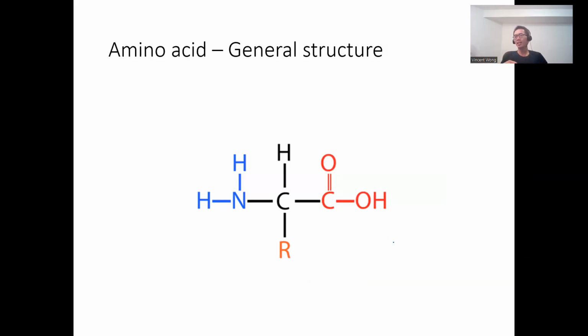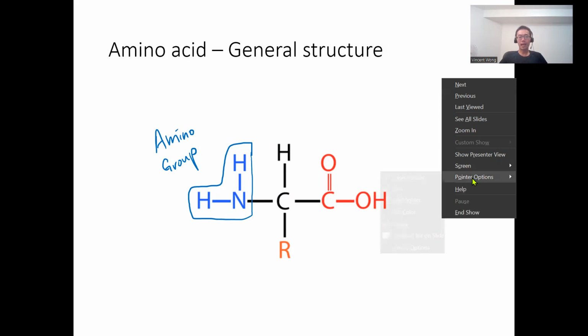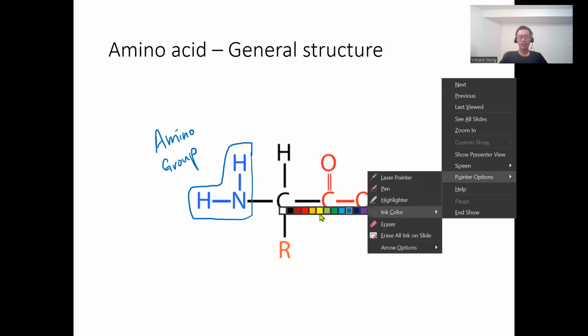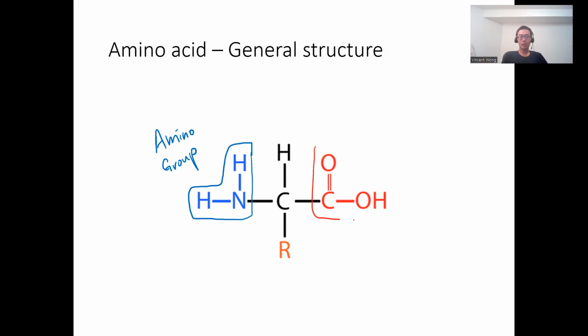Okay, how many amino acids did I say there are in total? Okay, hopefully you have 20. 20, that's right, 20. All 20 of them share a similar structure like this one. Okay, so there is this thing here on one side called the amino group. Okay, there is the other thing on the other side that is called the carboxyl group.